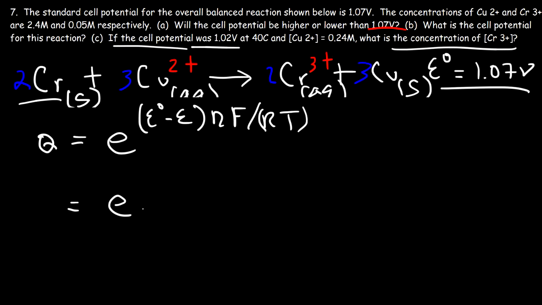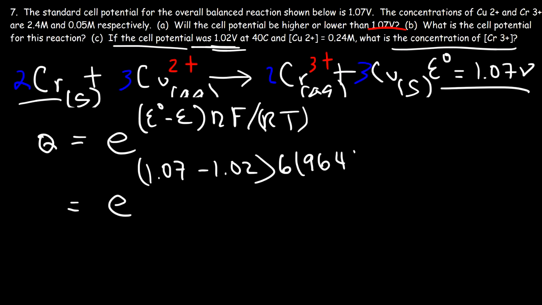So the standard cell potential is 1.07. The actual or non-standard cell potential is 1.02. And then N in this problem is 6. Faraday's constant is 96,485, divided by RT, where R is 8.3145. Now, if the temperature was 25, we could have used the other form. That is this form.